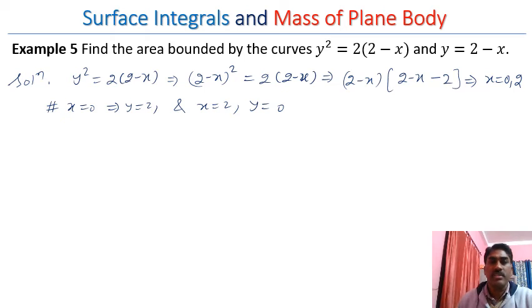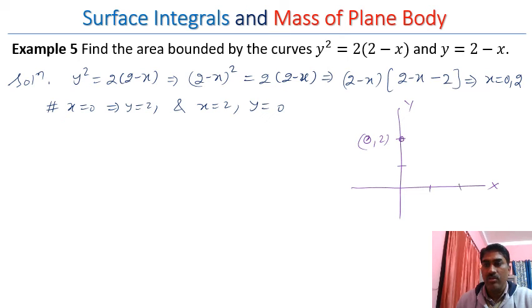From this information you can draw the region bounded by these curves. Suppose this is the x-axis and this is the y-axis. When x is 0, y is 2, so this is the point (0, 2). When x is equal to 2, y is 0, so this point is (2, 0). Both curves intersect at these points, meaning both curves pass through these points.